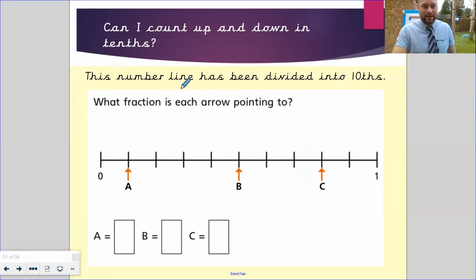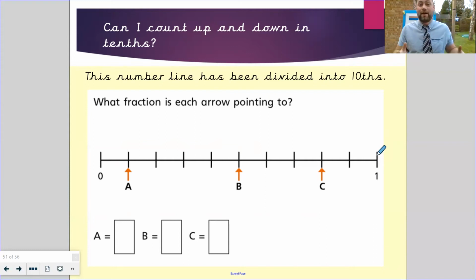Okay, and we can see here that we've got our little notches to help us. So let's count. We've got 0, so that must be 0. We've got 1, 2, 3, 4, 5, 6, 7, 8, 9, 10. So we've cut up my number line, divided it into 10 parts. So now my number line is split into tenths, and each one of those notches represents a tenth.